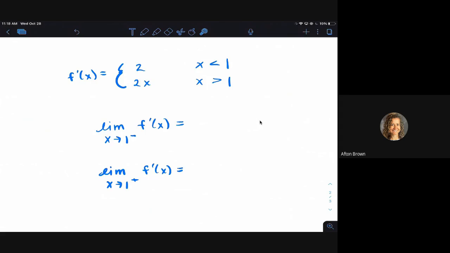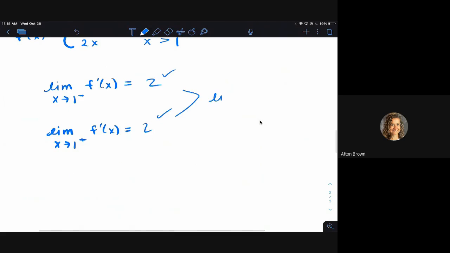Okay, if I'm approaching 1 on f prime from the negative side, what would I get out? 2, because I plug 1 in here, there's nowhere to plug it in, so I just get 2. If I approach 1 from the positive side, I'd be on this, and I plug 1 into here. If I plug 1 into here, what would I get? 2. Hey, those equal each other. That's great. So that tells me that the limit.